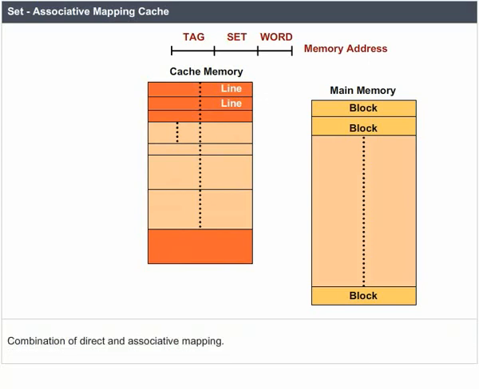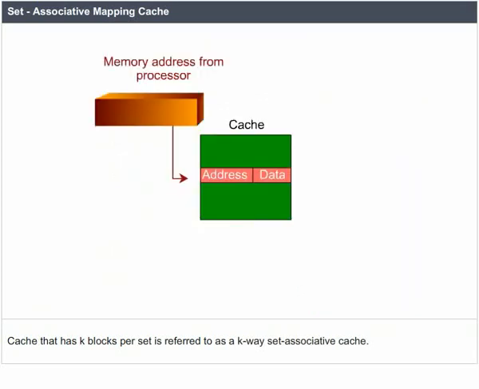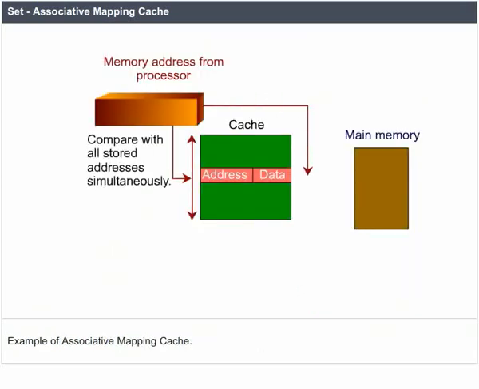Combination of direct and associative mapping. Blocks grouped into sets. Contention problem of direct mapping is eased. Replacement algorithm required to choose block to replace. Hardware cost of associative search is reduced. A cache that has k blocks per set is referred to as a k-way set associative cache. Example of set associative mapping cache.